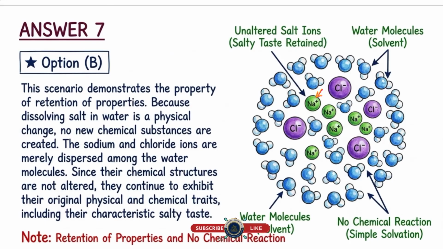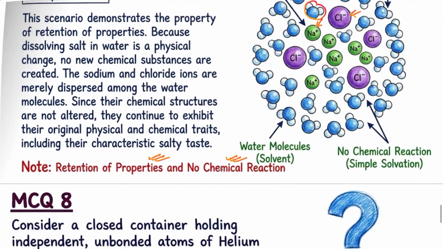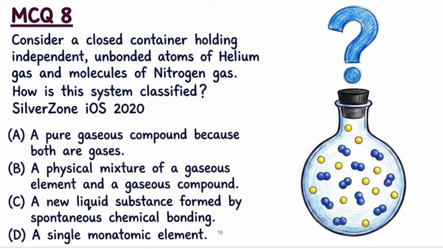Now see, when we dissolve the salt in water, what happens? The Na+ and Cl- of the salt are surrounded by the water molecules. The Na+ of the salt is surrounded by water molecules without any chemical bond formation. Only a force of attraction will exist between the sodium ion and the water molecule. Because of that, no chemical bond is formed between the salt and the water molecule. That's why the salt will retain its property, that is, salty taste. So again, why is there a retention of property? Because of the absence of chemical bond formation.